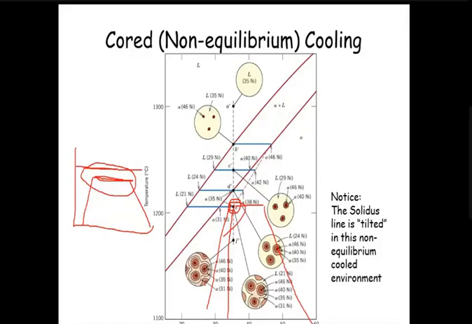Initially we obtain a heterogeneous solid phase because of the non-equilibrium way of cooling. It means the cooling rate was very fast. We have not allowed any time for diffusion of the solute atoms. Cooling rate was very high, so we have frozen the solute atoms. We have not allowed them to grow or to distribute properly.